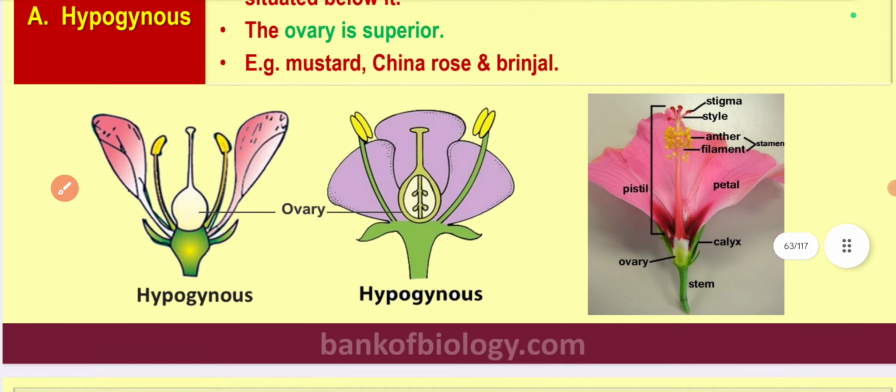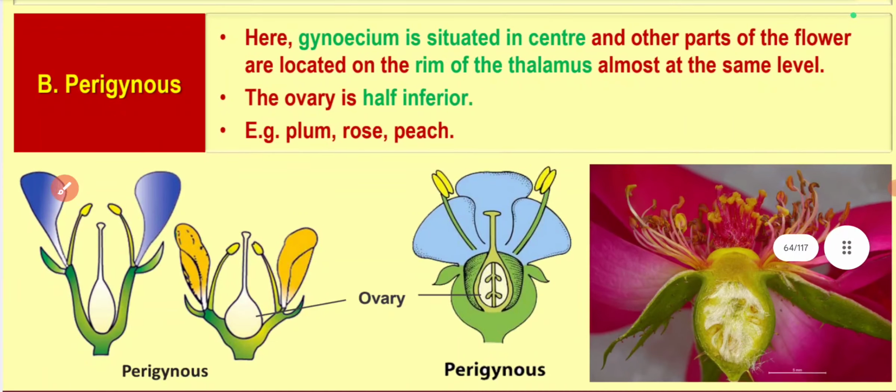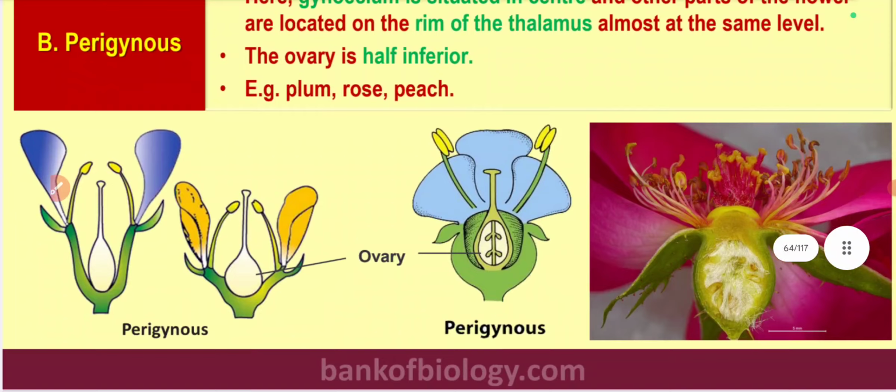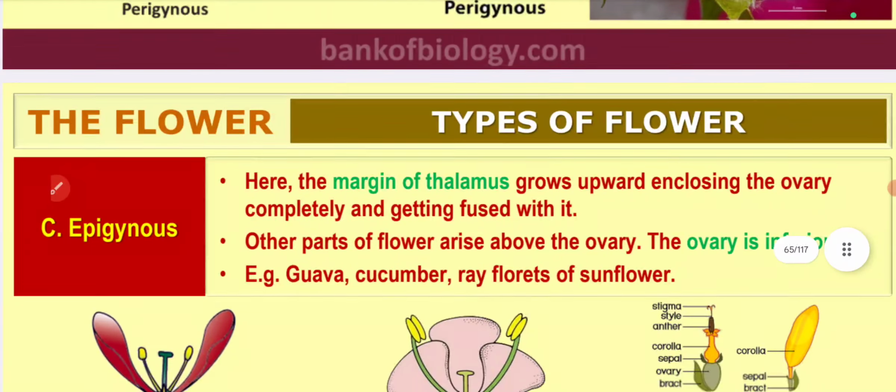Next, perigynous. Here the gynoecium is situated in the center and the other parts of the flower are located on the rim of the thalamus at almost the same level. The ovary is half inferior. Example: plum, rose and peach. They are called perigynous.